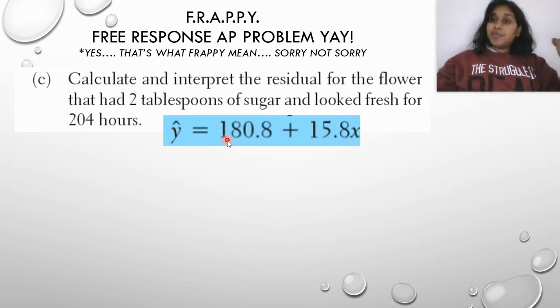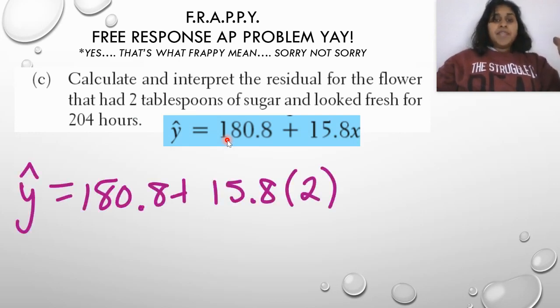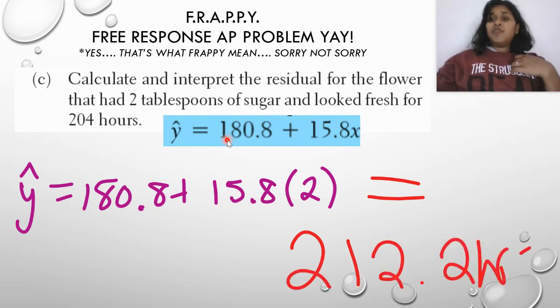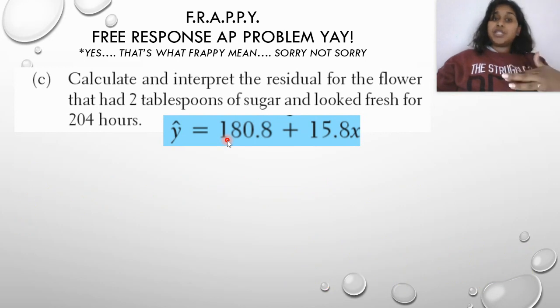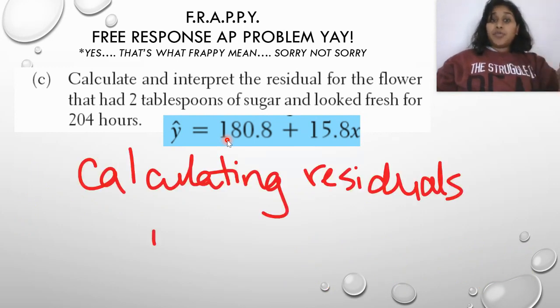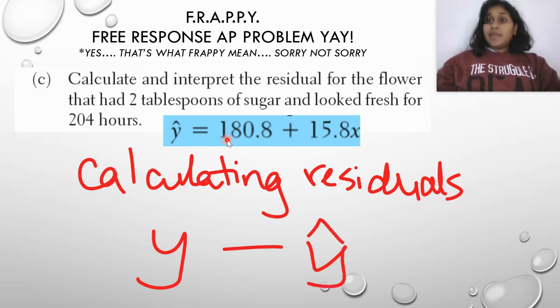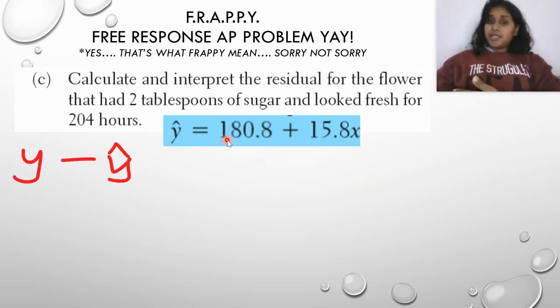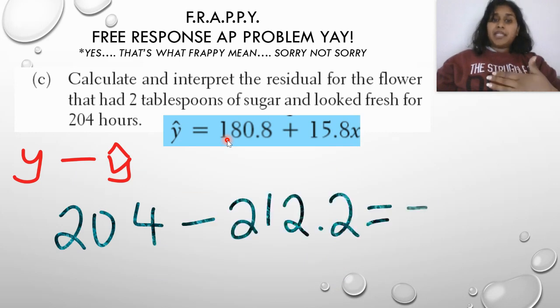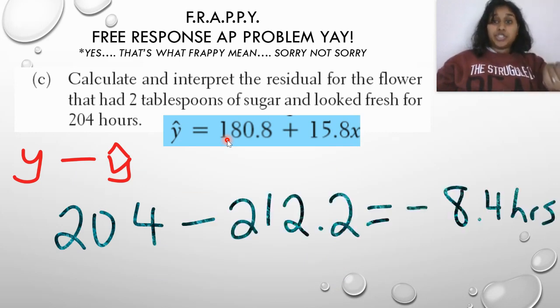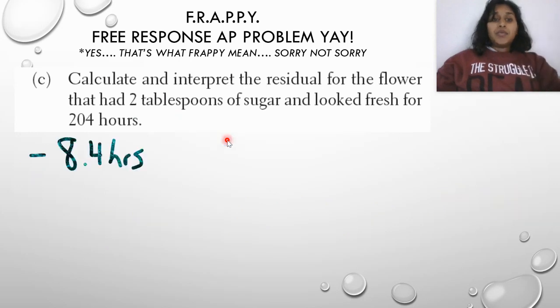Here's our y hat from the previous question B, and I calculated y hat at 2, so I plugged in my 2, and I got 212.2 hours. Great, there's my y hat. But now I still have to calculate the residual. I want the formula y minus y hat, or AP: actual minus predicted. So I take my actual value minus my predicted. They gave me the actual in the question: 204 hours. So I got negative 8.4 hours as my residual at this point of 2 tablespoons. And what does that mean?